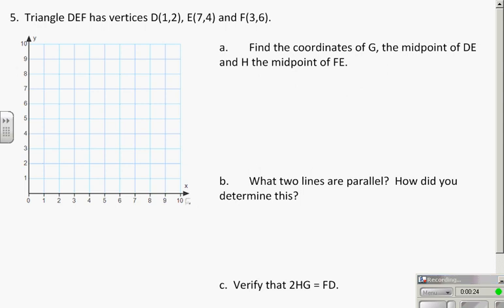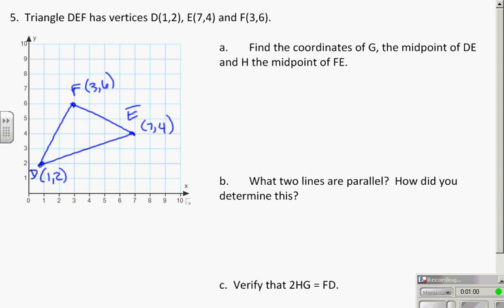D is at 1, 2. E is at 7, 4. And F is at 3, 6. So I'll connect that so I can see what I'm dealing with. Now we know pictures lie, so we're not going to trust anything from the pictures except to give us a visual of which lines and points and what are reasonable answers.